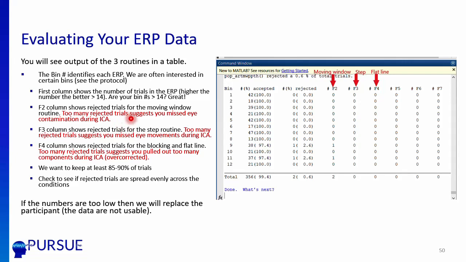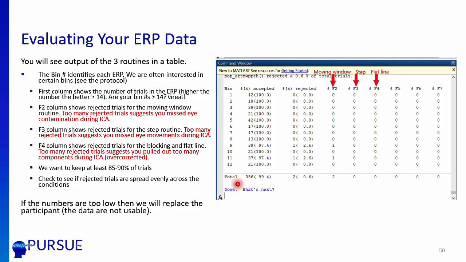And as I have here, if you have a lot of trials in any one of these columns, it suggests maybe you missed something during ICA, and you could always go back and maybe remove a component that you weren't too sure about and try it again and see if that fixes it. Now this last column, blocking and flatline, as I mentioned, if you have a lot of numbers here, it suggests that maybe you overcorrected. Maybe you removed too many components from the ICA. Typically, it would be 0, maybe 1 or 2. That would be perfectly fine.